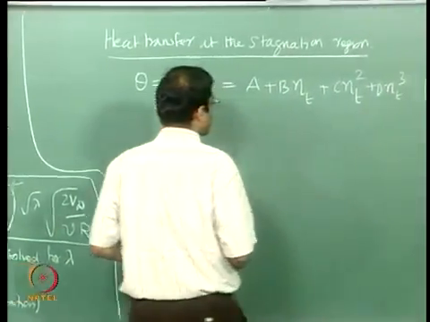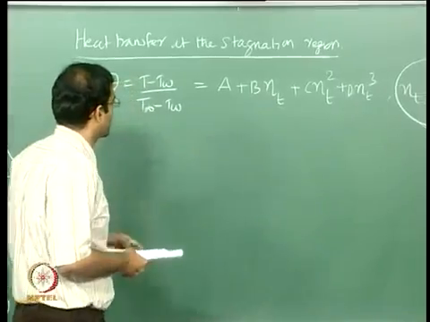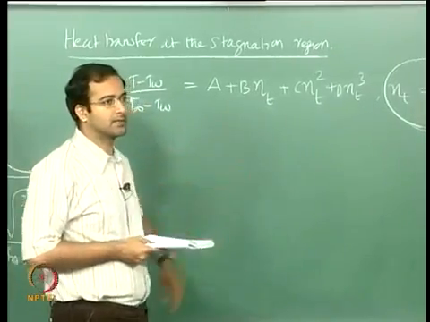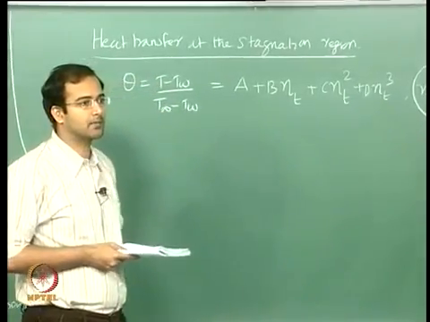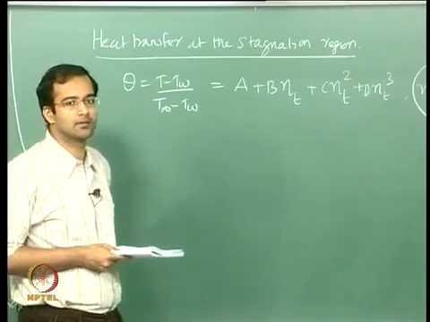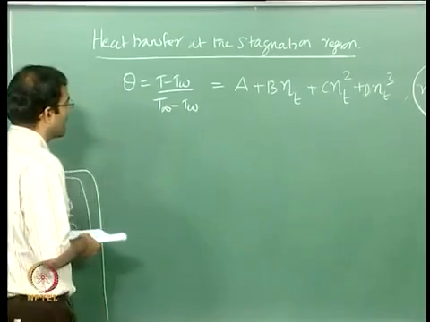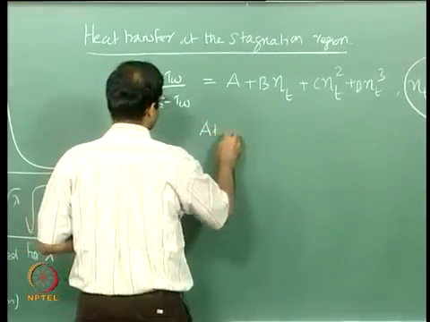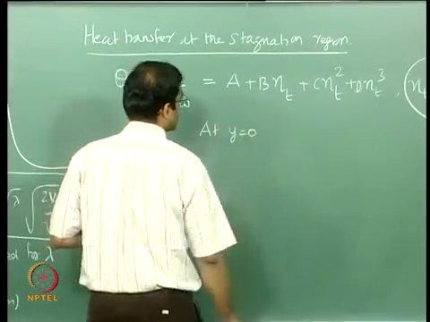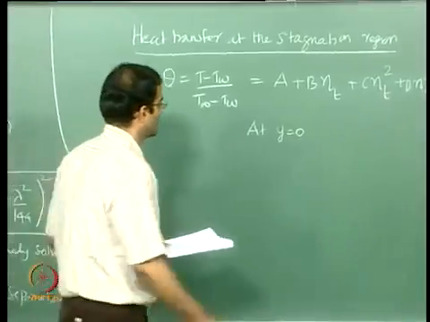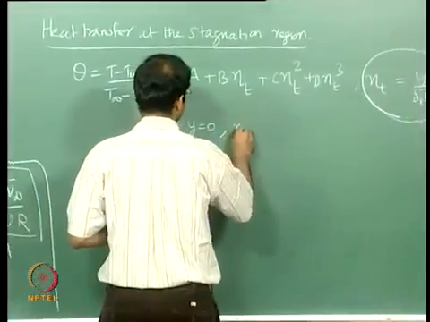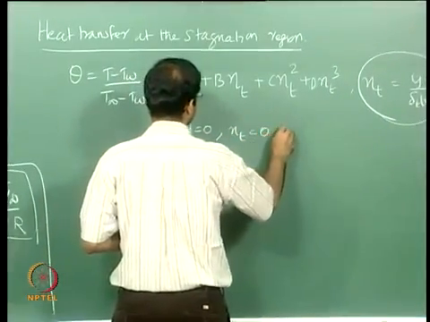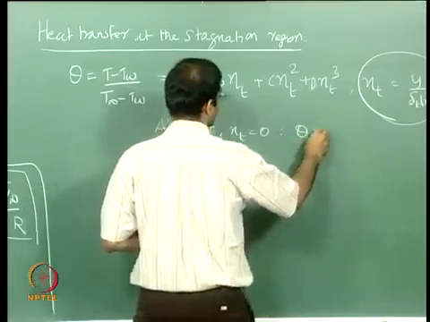So now we have to propose the boundary conditions to satisfy this particular temperature profile. So what are the corresponding boundary conditions? At y equal to 0, okay, this is basically eta t equal to 0, right. So what should be the value of theta?